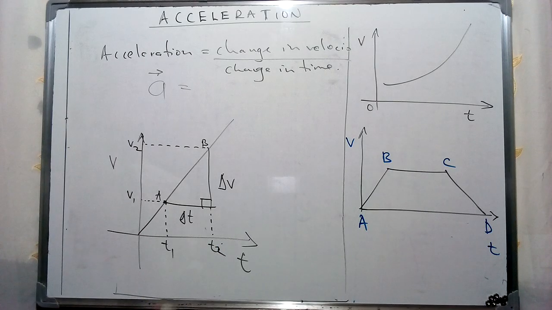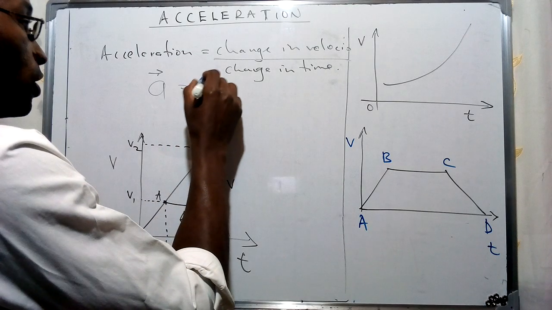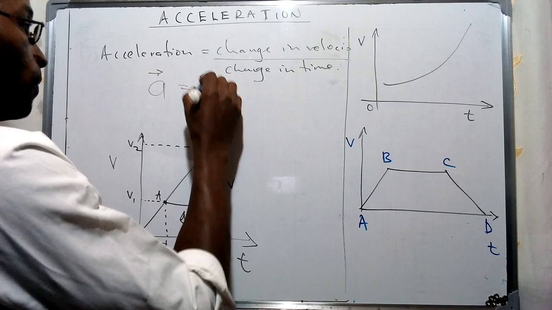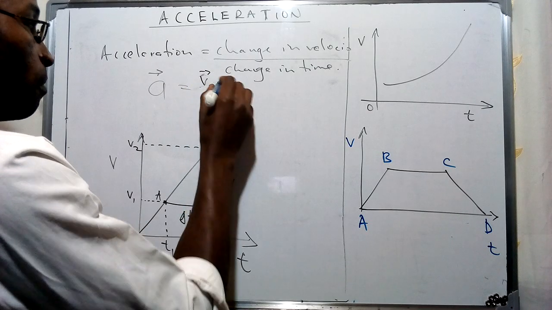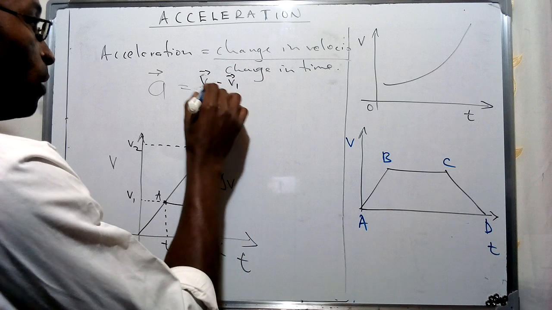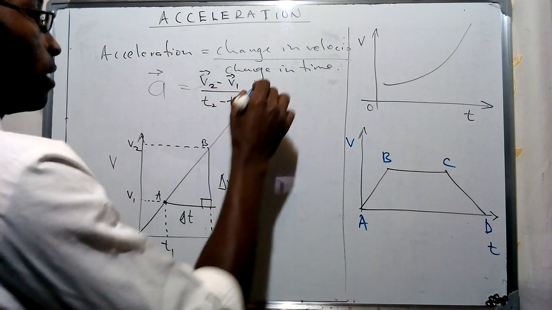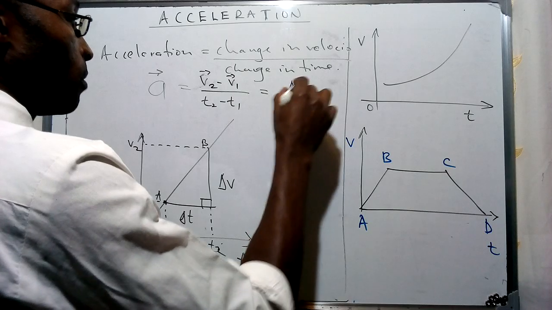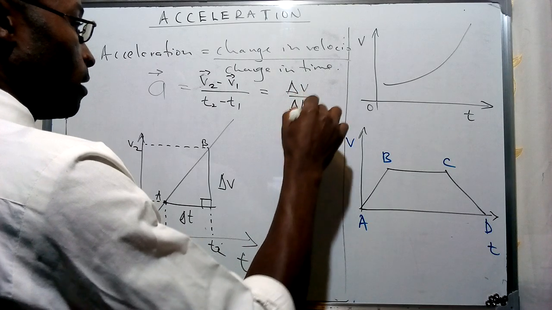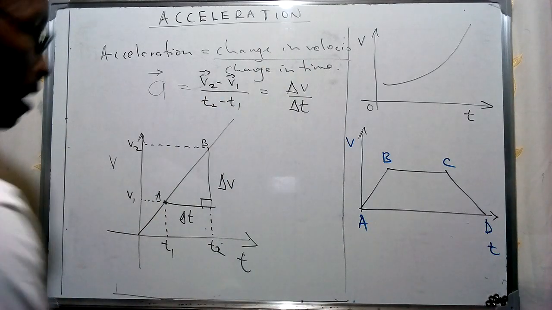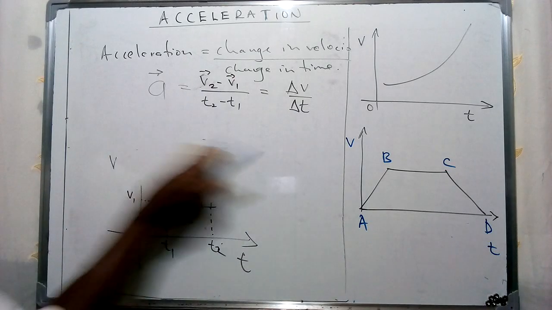So therefore we can represent this one as the change in velocity, which is v2 minus v1, divided by t2 minus t1, given as that one. So this one can be given in terms of delta v over delta t, and that is going to imply our concept of acceleration.